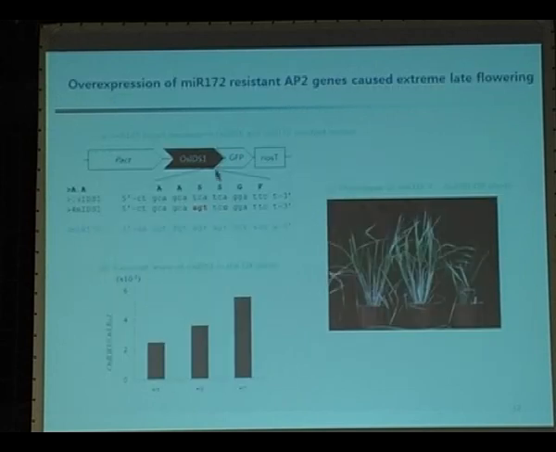If you see this AP2 gene, there is the sequence at the transcript level, and this is microRNA172. There is the target sequence. If you mutate the target sequence, we made a 4 base alteration. We named it 4M. And if we overexpress this one, it will never flower. So that means this is a strong repressor. So that supports that the AP2 gene is a target of microRNA172.